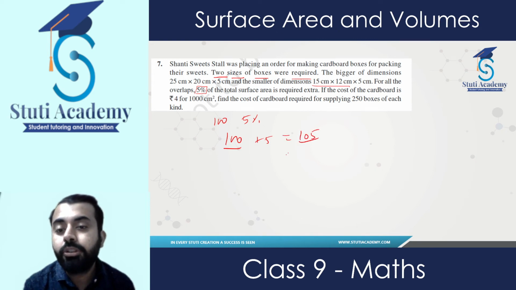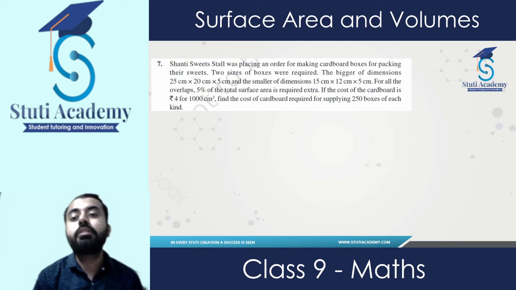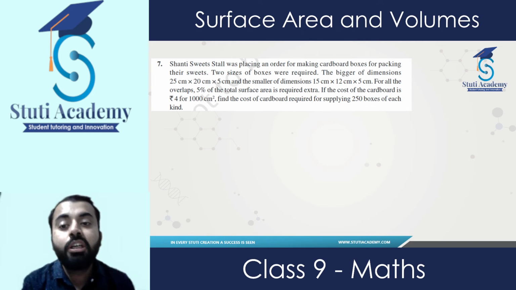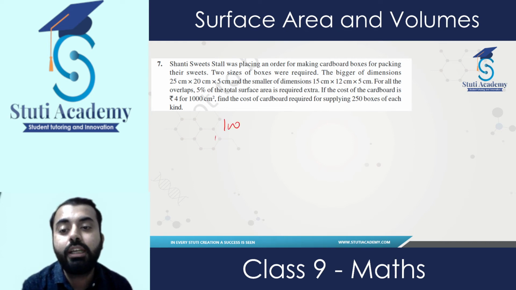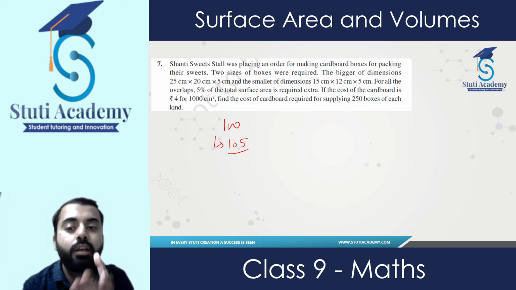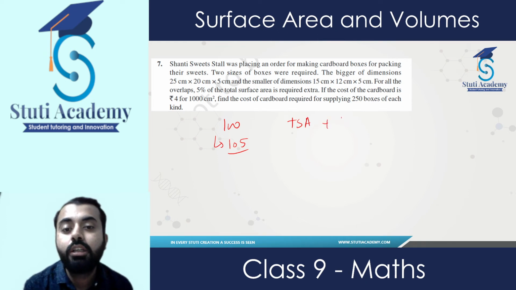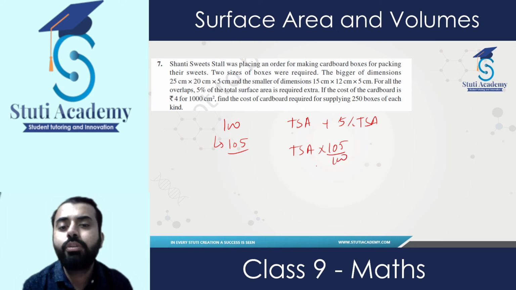What I'm going to do is find out my TSA. I'm going to take 105%. Let me just tell you in terms of percentages, you guys are familiar with your percentages. You have to get an extra 5%. Its original value was 100, so its extra value will be 105. So I'm going to find my TSA. Either you can do it like this: find your TSA and add its 5% of TSA, or you can just simply multiply your TSA with 105 over 100. Totally your choice. You can do any of these.